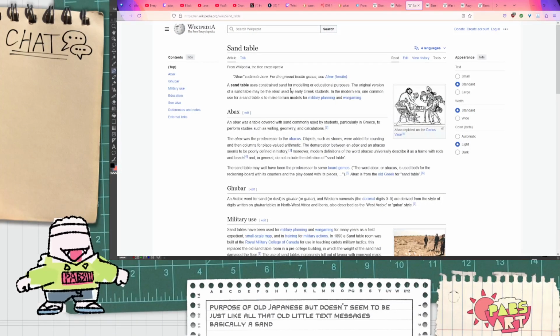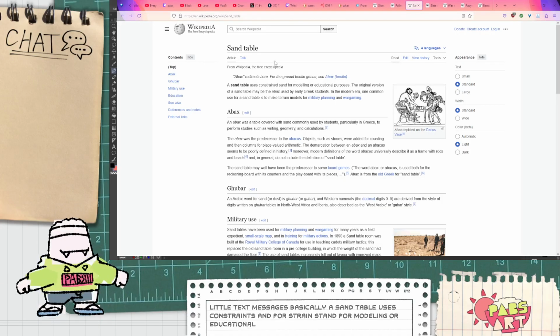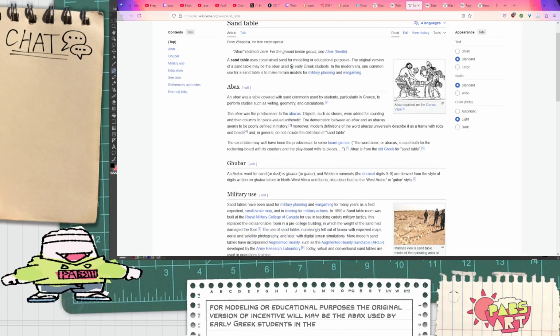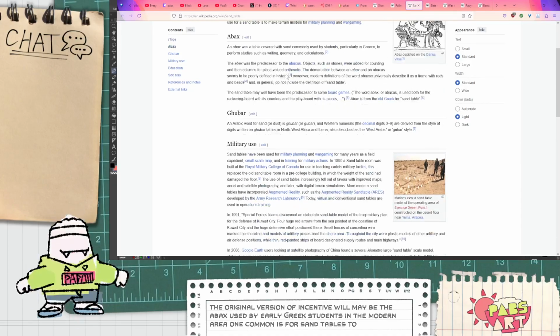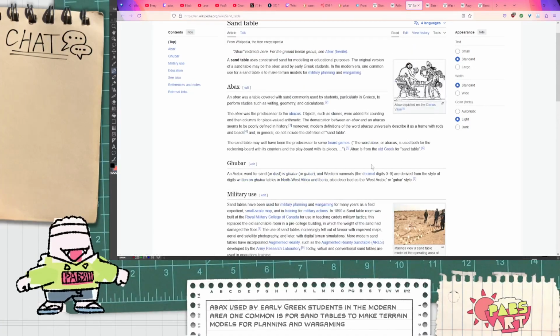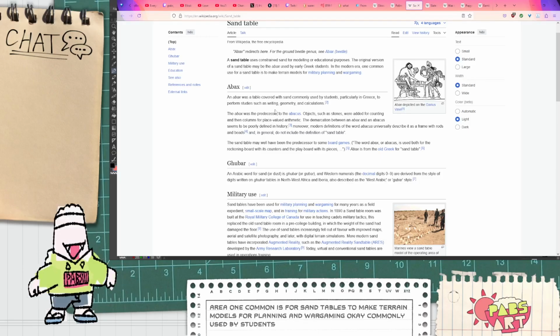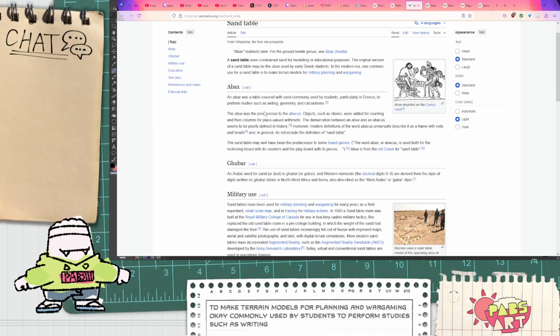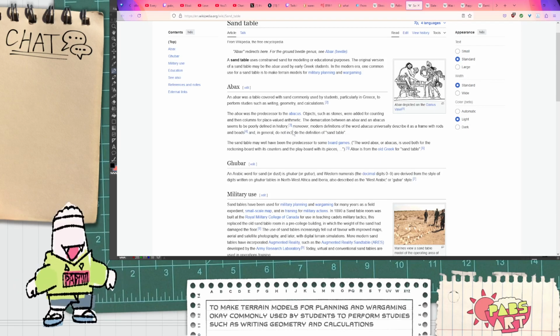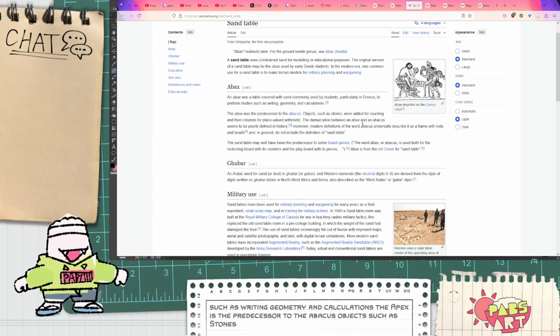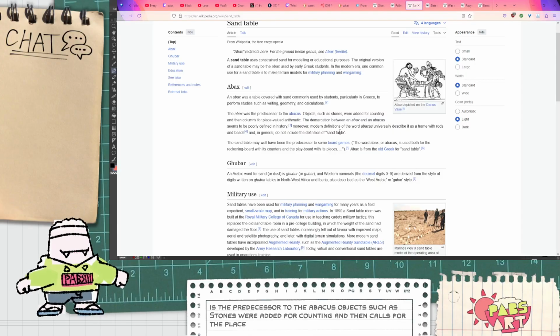A sand table uses constrained sand for modeling or educational purposes. The original version of a sand table may be the abax used by early Greek students. In the modern era, one common use for a sand table is to make terrain models for planning and wargaming. Huh. Okay, commonly used by students to perform studies such as writing, geometry, and calculations. The abax was the predecessor to the abacus. Objects such as stones were added for counting and then columns for place-valued arithmetic.